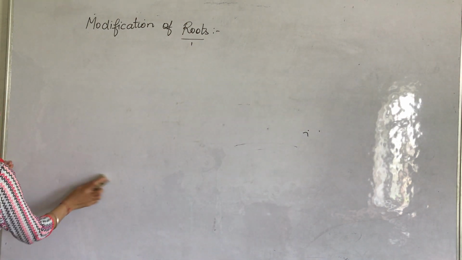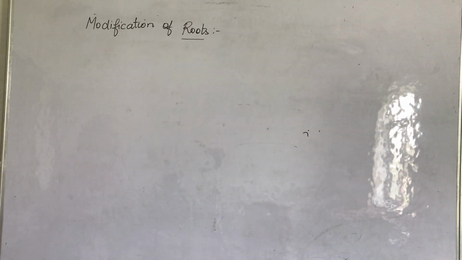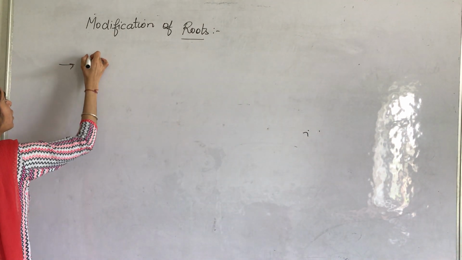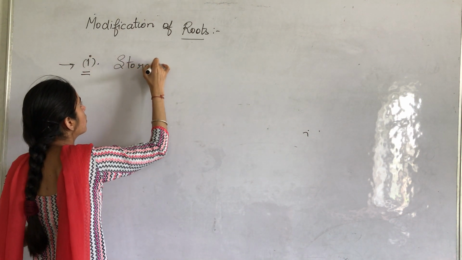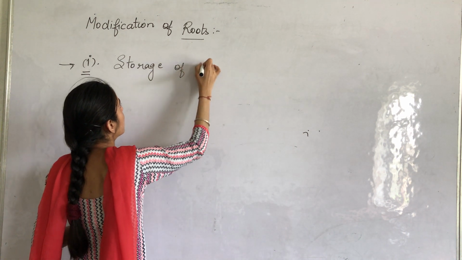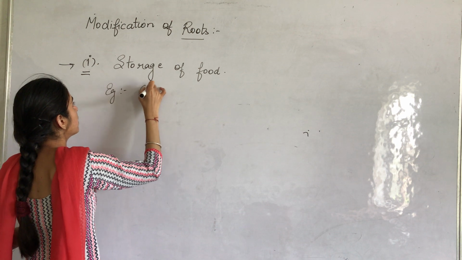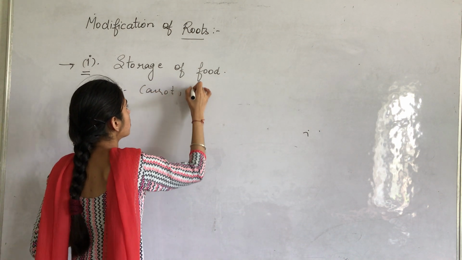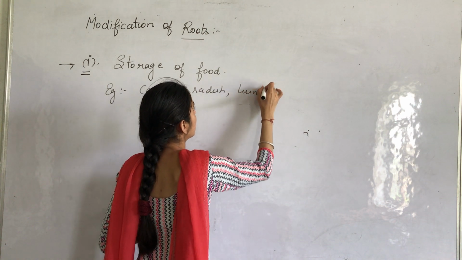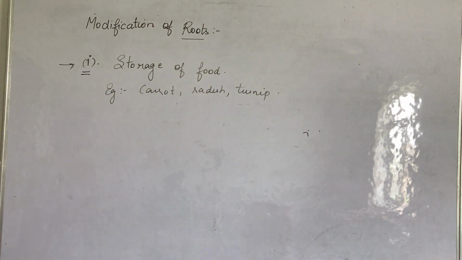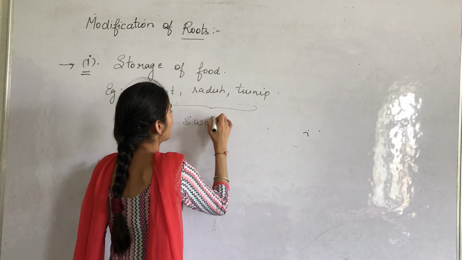So the first modification of roots is for the storage of food. Certain roots, like those of carrot, radish, turnip, become swollen. Why do their roots become swollen?